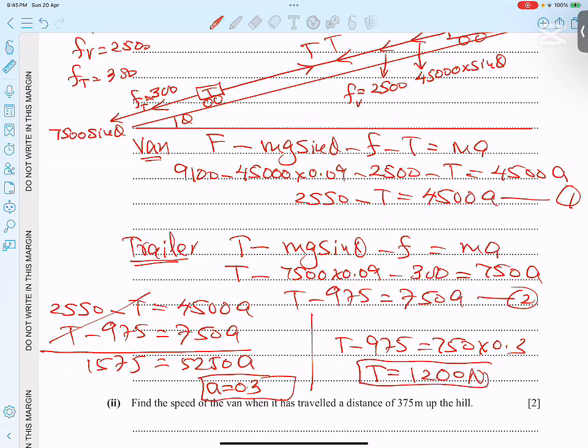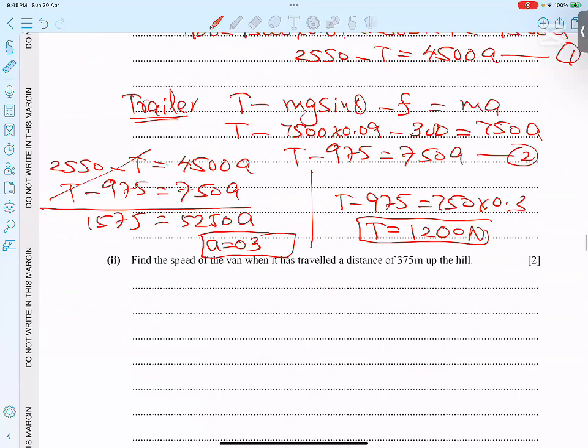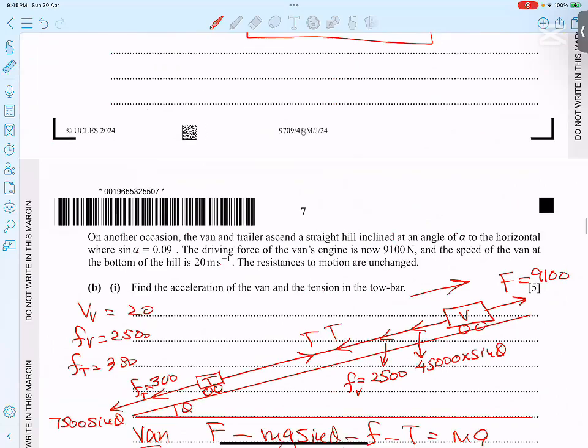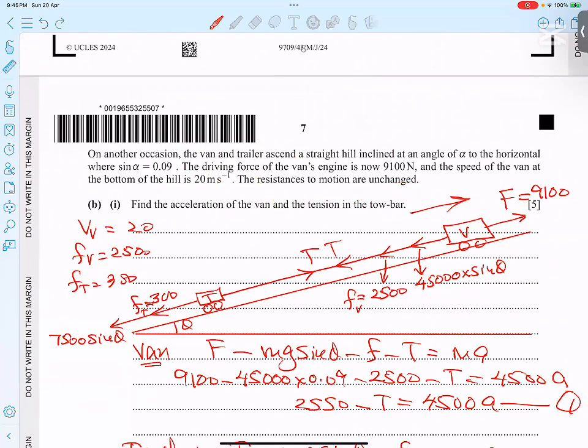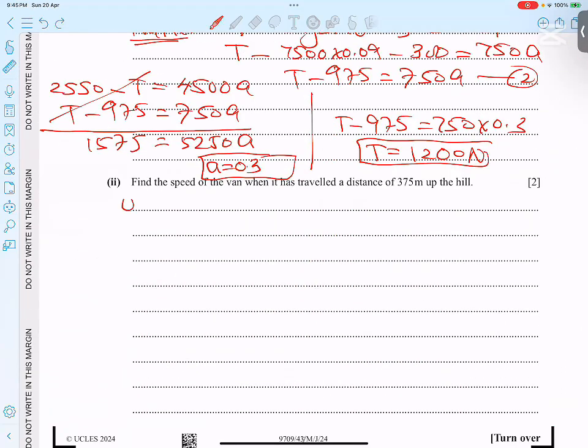So what is the last part of this question? Find speed of van when it has traveled a distance of 375 meters up. Now we have to use this speed, which we did not use before. Starting speed is 20 and distance traveled is 375 meters, and acceleration remains the same throughout. What is it asking for? The speed of the van. So 2as equal to v square minus u square.